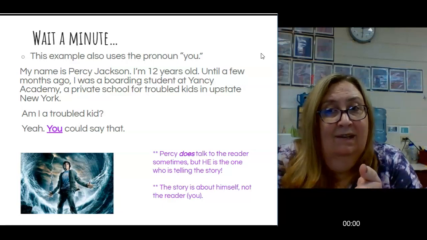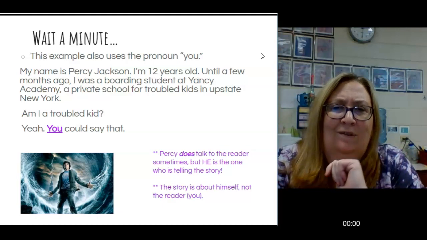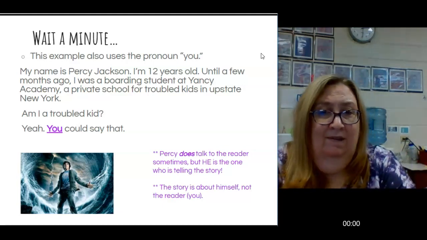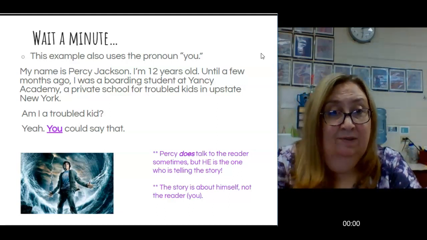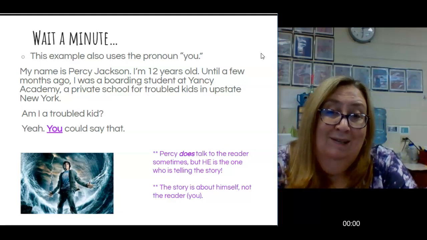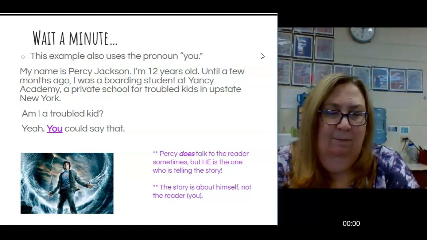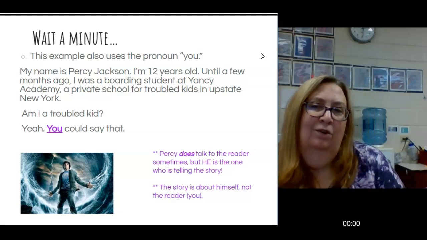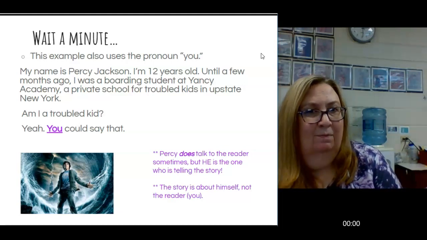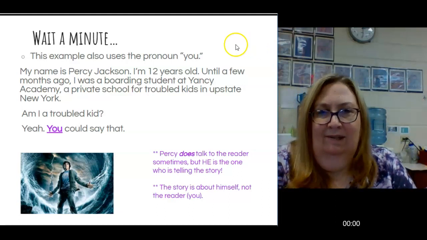But then continue reading. It says, "Am I a troubled kid?" Still first person. And then it says, "Yeah, you could say that." So in this case, Percy does talk to the reader sometimes, but it's Percy who's telling the story. It's from his point of view. So the story is about him. It's about himself. It's not about the reader. It's not about you. So even though the word you is in this, it is not a second person point of view. Let's look at what you're going to do today, and maybe we can see another example.